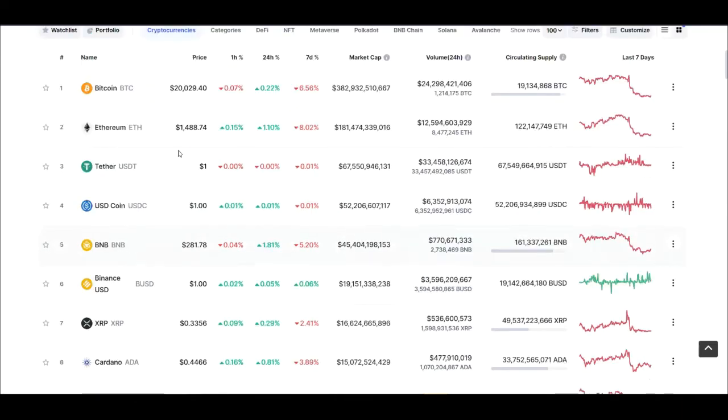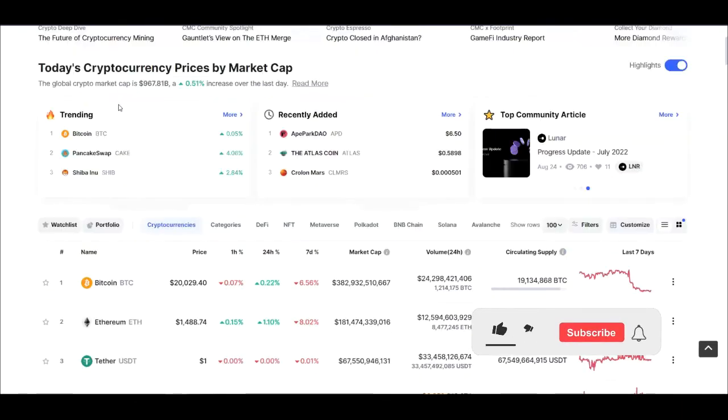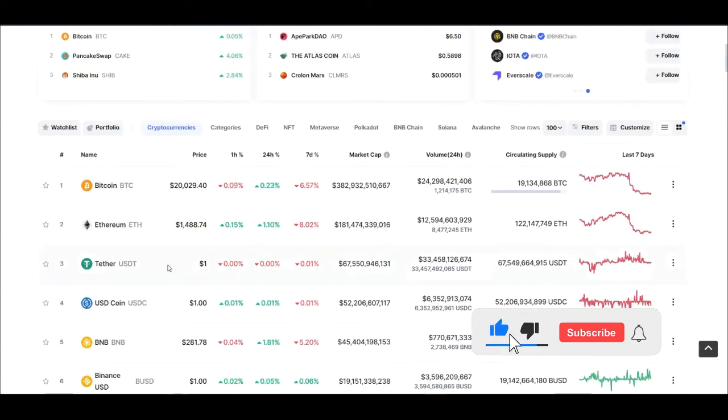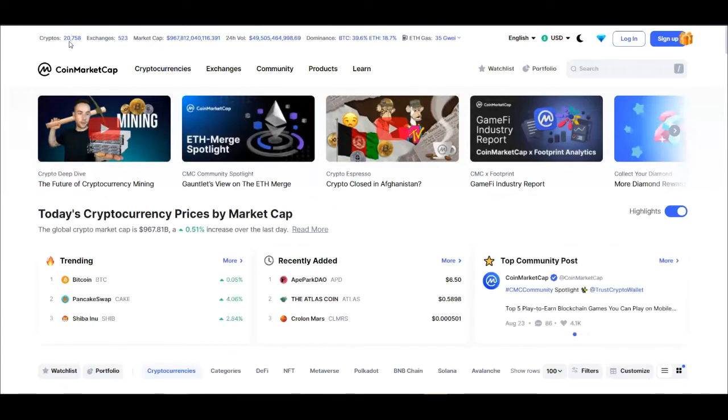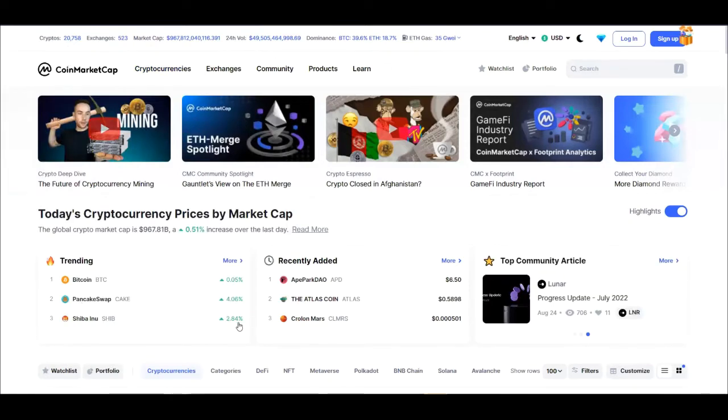So doing it within an exchange, let's say I come here to CoinMarketCap. If you don't know CoinMarketCap already, you can get a whole lot of statistics about all crypto assets. By coming here, you see that there are over 20,758 crypto assets currently.